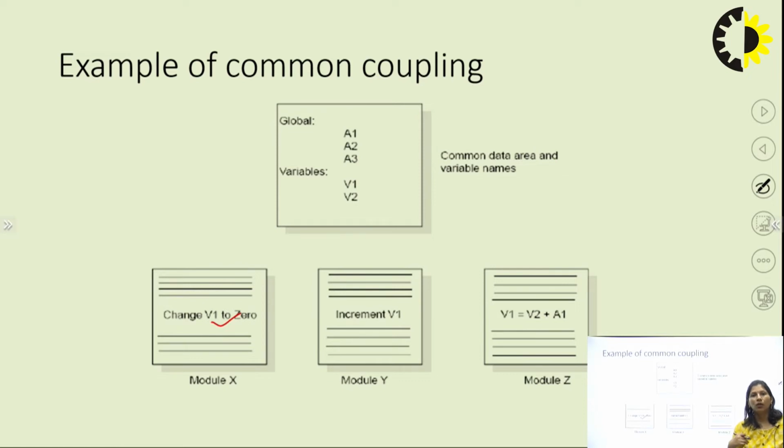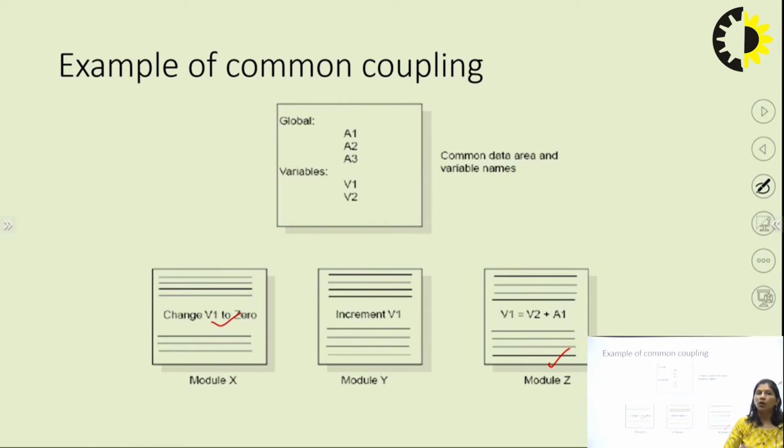And what is module Z doing? It is getting the value of V1 as V2 plus A1. For this to be done, the value of V1 is changed again. And we have changed the value of V1 to 0. Now we have two kinds of values.